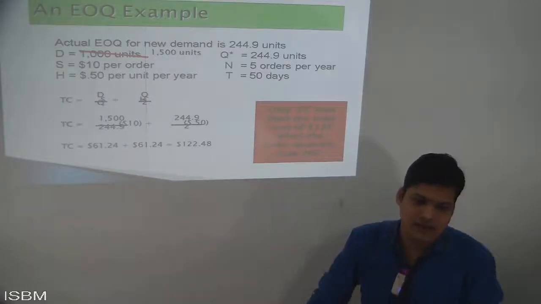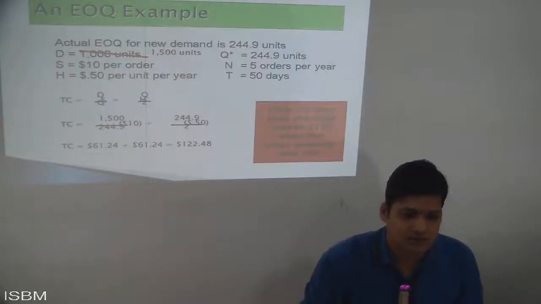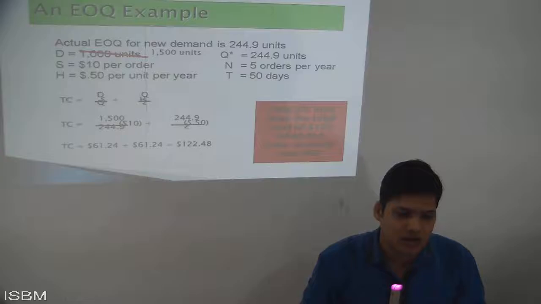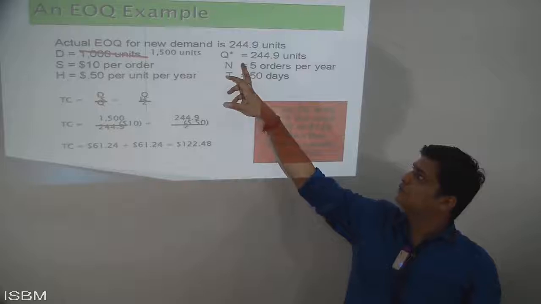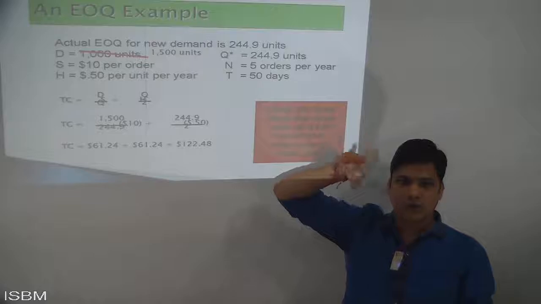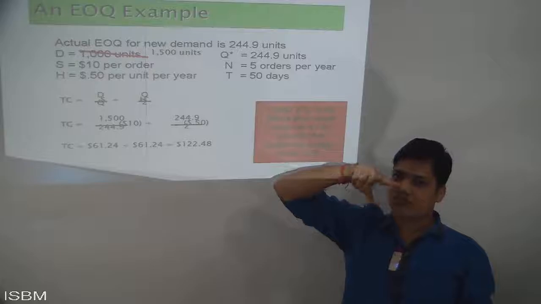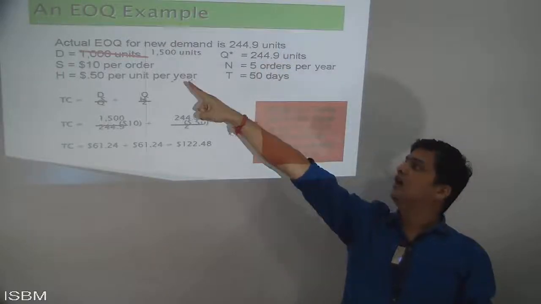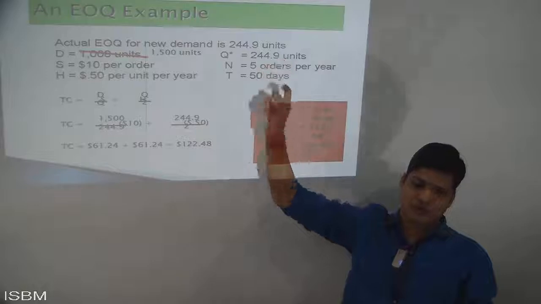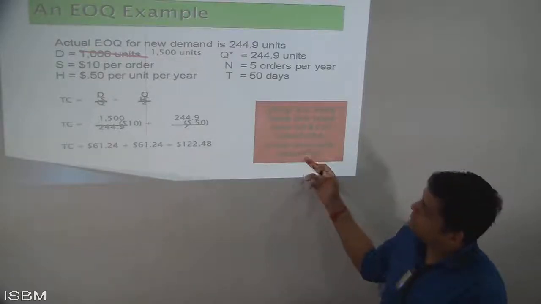See, the actual EOQ for the new demand is 244.9 units. So now you have seen that when the demand has changed, the EOQ also has changed. EOQ is 244.9, because EOQ is equal to the square root of 2DS by H. Demand has now become 1500, so in place of 1000 we put 1500, and we get this EOQ. So it is only 2% less than the total cost of 125% when the order quantity was 200.